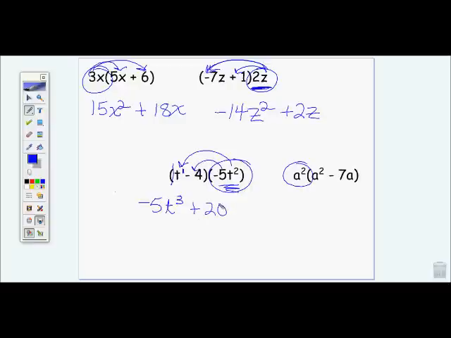And then my 4 doesn't have a variable term, so that variable would just be multiplied by 1. So I'd have plus 20t squared.